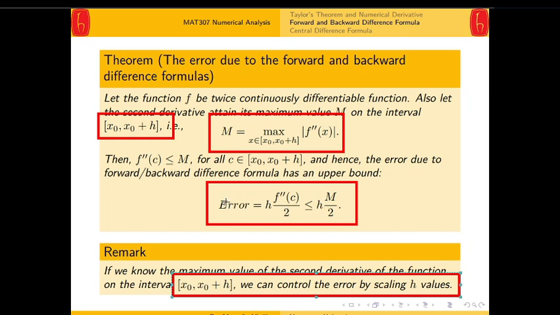Okay, so in this case, this will be 10 to the negative 6 divided by 0.1. This will be 10 to the negative 5, times 2. So we can choose h less than, for example, 10 to the negative 6, and this will give us around 10 to the negative 6, and this will give us the desired accuracy.